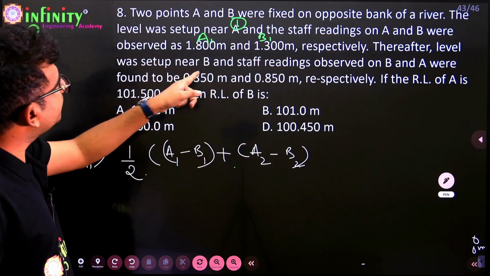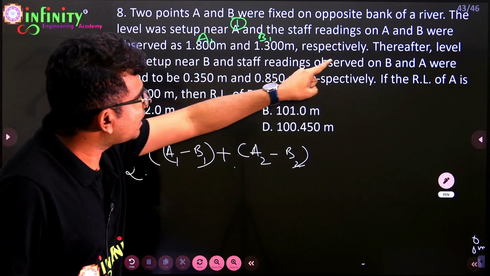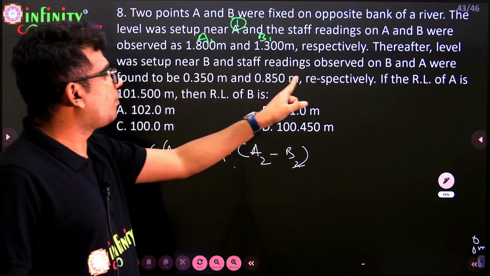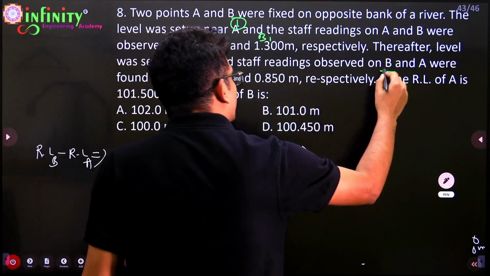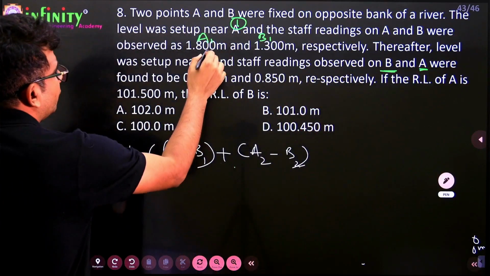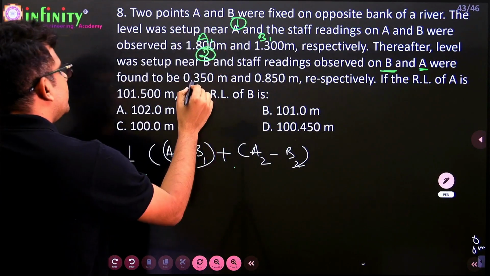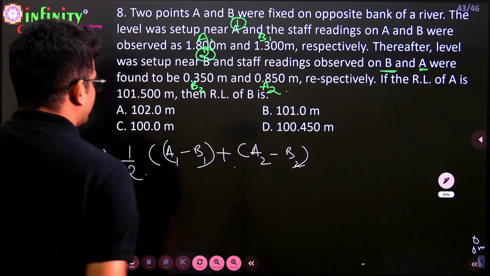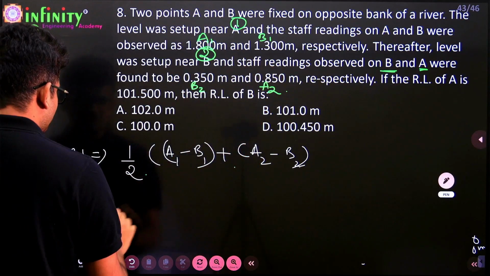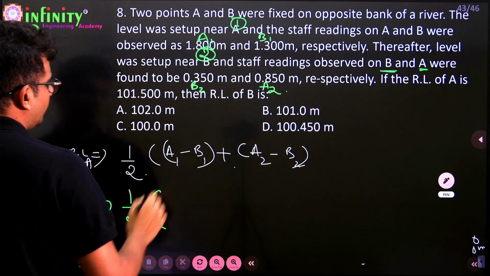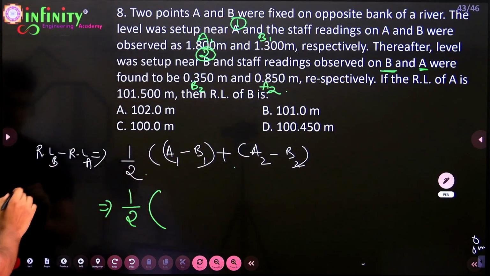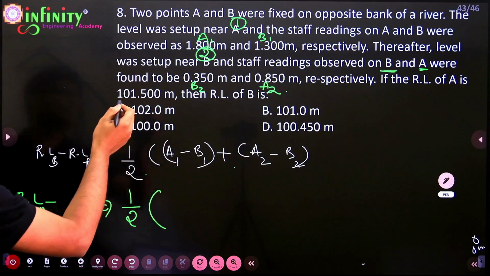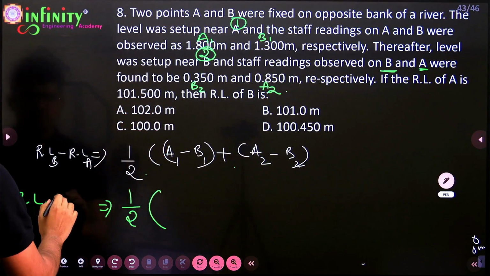Thereafter the level was set up near B and staff readings observed on B and A were found to be 0.350 meter and 0.850 meter. So the first reading is taken on B, the next reading is taken on A from instrument position 2. So this reading is B2 and this reading is A2. Now you have all the readings, so just do the problem. Half into (A1 minus B1), and first you have to find the RL of B. RL of A is given in the question. What is the RL of A? RL of A is 101.500.